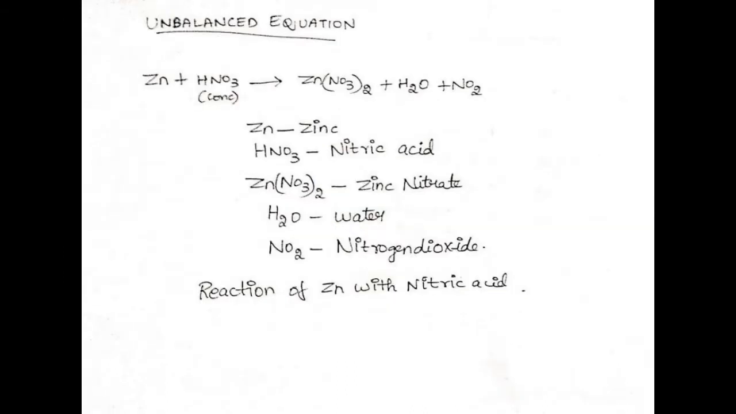So friends, now we are going to see the equation Zn plus HNO3 gives Zn(NO3)2 plus H2O plus NO2. So it is an unbalanced equation. Zn is zinc, HNO3 is, note that we are using concentrated HNO3, okay. HNO3 is nitric acid, Zn(NO3)2 is zinc nitrate, H2O is water, NO2 is nitrogen dioxide. So it is a reaction of zinc with concentrated nitric acid.